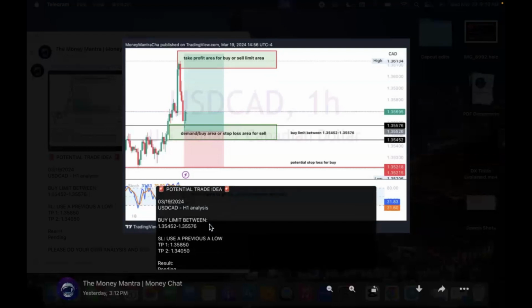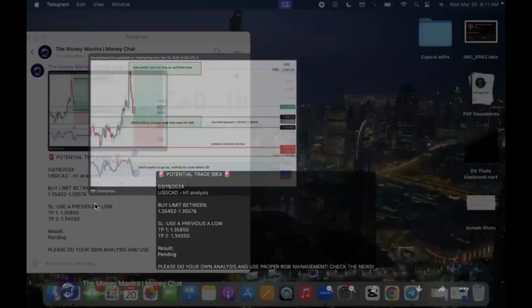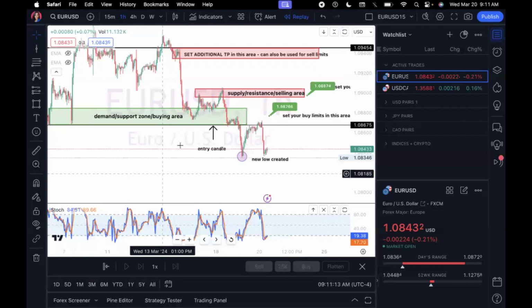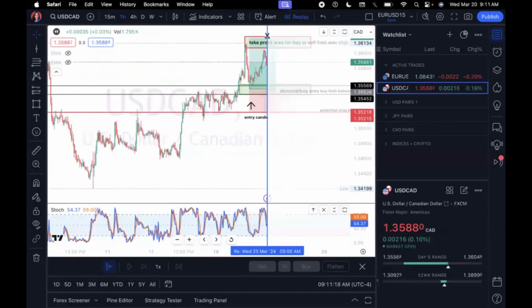So for this particular trade idea, it was recommended for a buy limit, which is a type of pending order. And these were the entry points that I gave. I did not put a stop loss. I just said use a previous low, but I did give two recommended TPs for this trade. As you can see at the bottom, I always encourage my students to do their own analysis, use proper risk management, and to check the news because these are things that will all influence how the trade actually turns out. So we're going to head over to TradingView and we're going to see what actually happened in this trade.